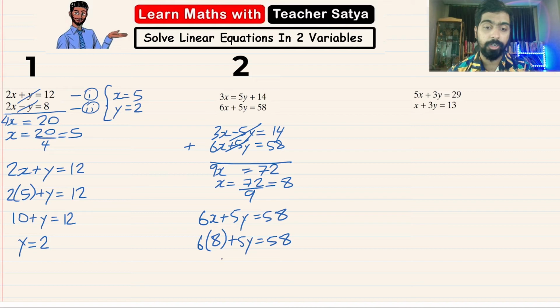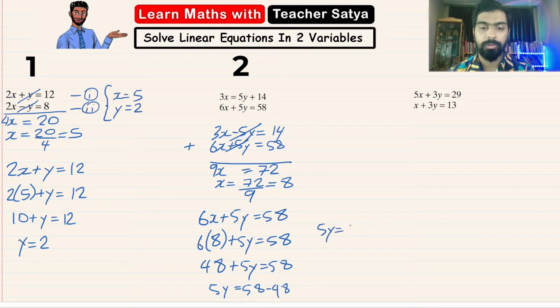Following up? Very good. Now 48 plus 5y is equal to 58. 5y will be 58 minus 48. Now let me continue here. So 5y is equal to 10. Therefore y is equal to 10 over 5, which is equal to 2, right guys? So in this question we have the value of x is equal to 8 and y is equal to 2.